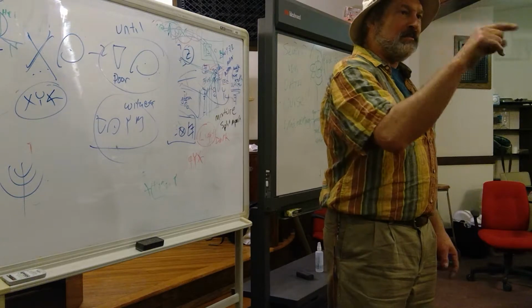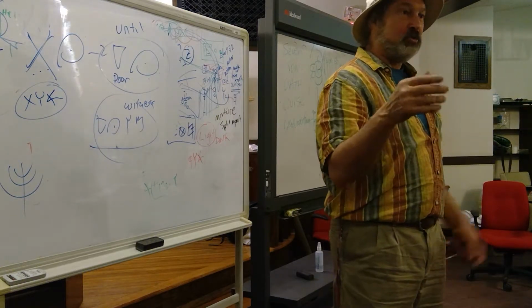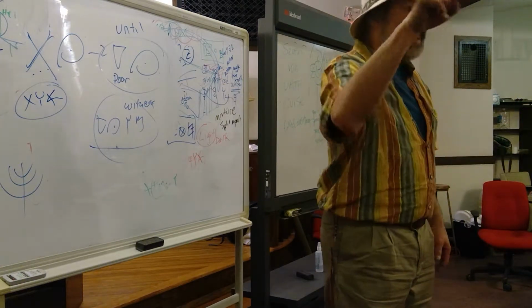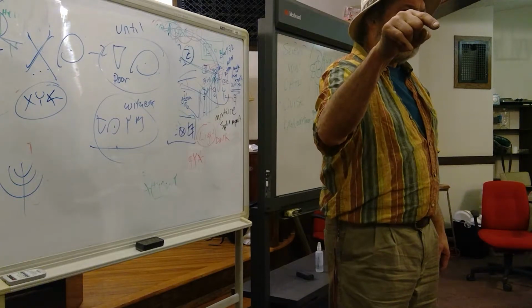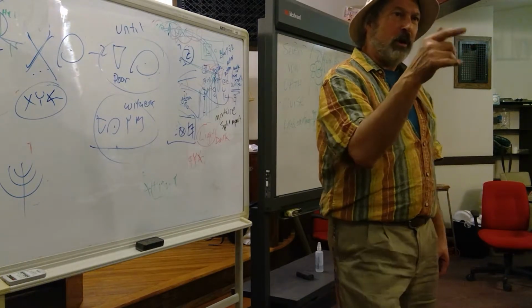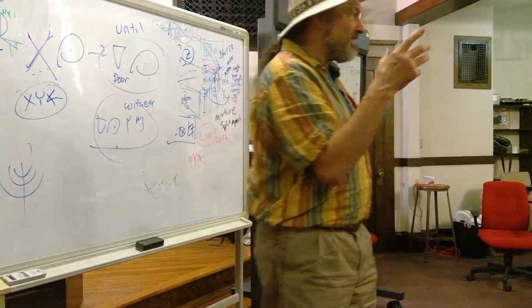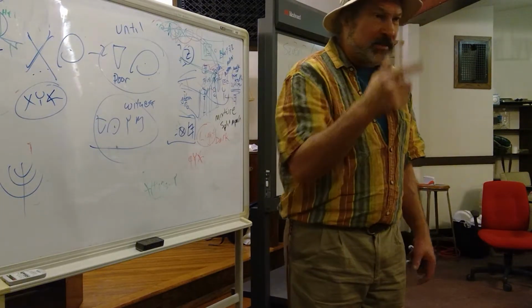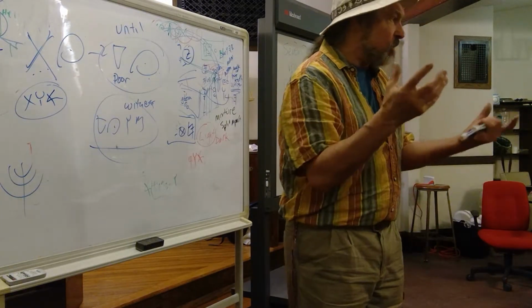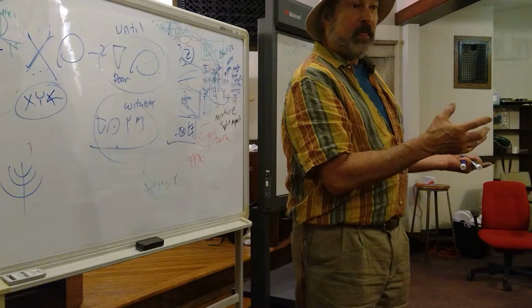So when there's the 10 bridesmaids, 5 of which had oil, they had shemen. That's the word for oil. Well, if 5 had shemen, they had oil, that could be read as they had the consideration of evaluating what's going on, and the other 5 didn't.